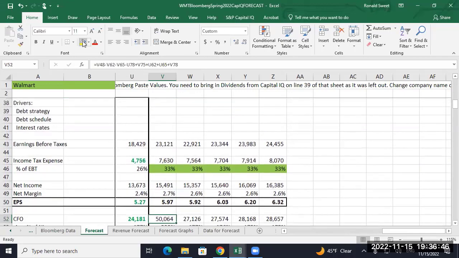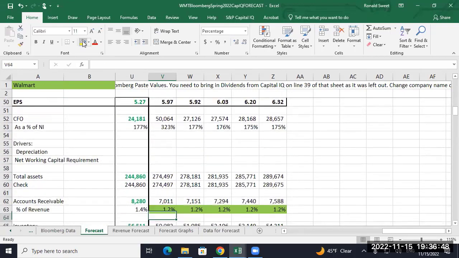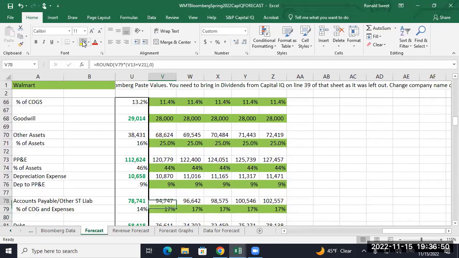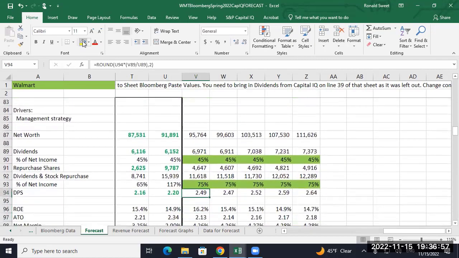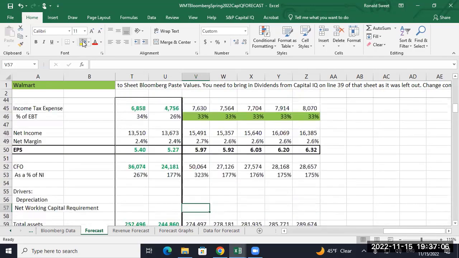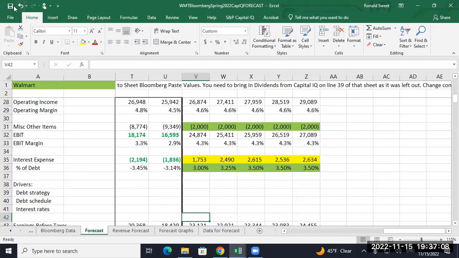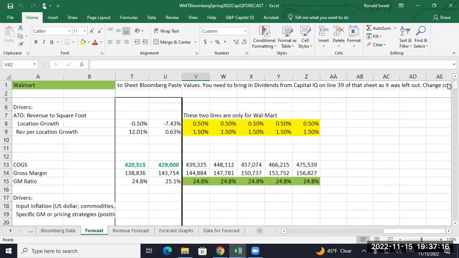Income tax. Just look at the history, accounts receivable all the way down. You just key those things in. Goodwill, I just typed in a flat number all the way across. Dividends percentage income. Dividends and stock repurchase a percentage of income. So it looks like I have just one last thing I got to fix there, and I'll work on fixing that.